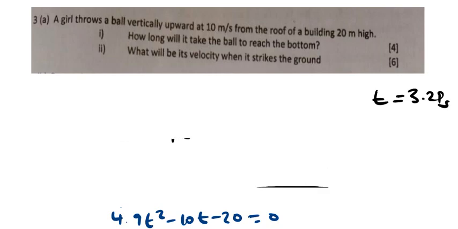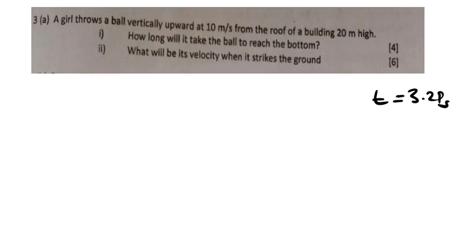Now that we found our t, we've been asked what will be its velocity when it strikes the ground. What will be the velocity when it strikes the ground? So what do we have? You know that v is equal to u plus, now because we're going down, we're going to say minus gt, because the direction is negative and the gravity is negative. v is equal to u plus that.